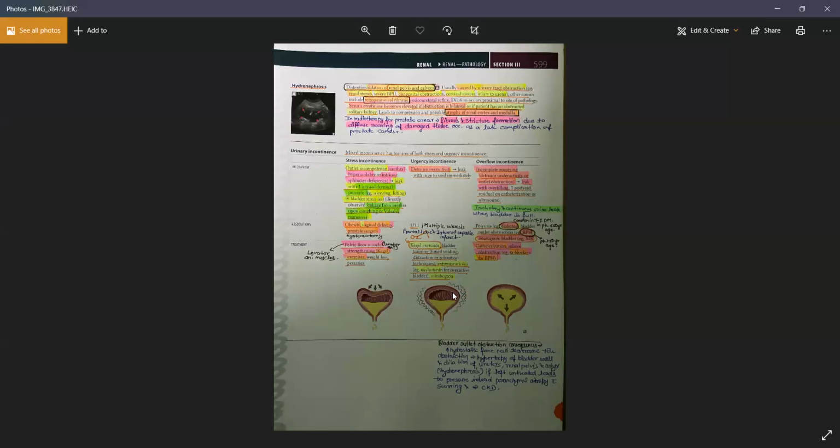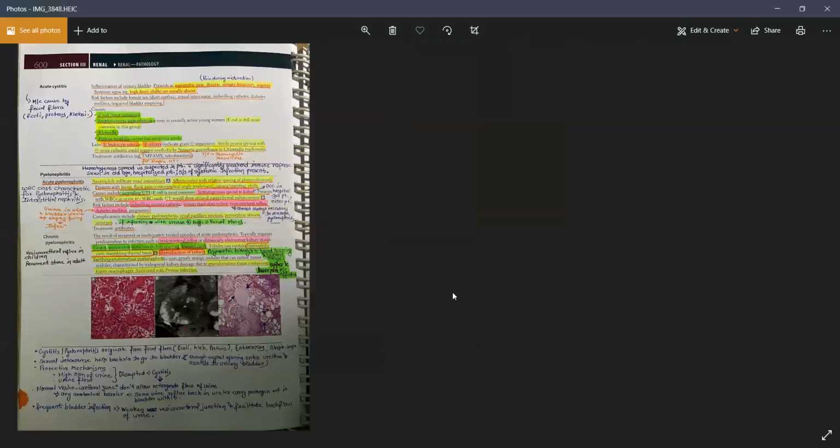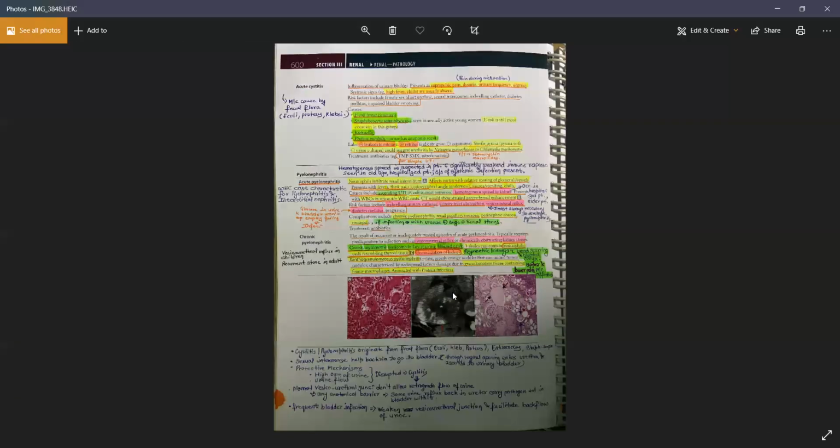That's about urinary incontinence. Now let's discuss UTIs. You have two types of UTI. One is cystitis, and second is pyelonephritis. You call it cystitis when the infection involves only the urinary bladder. You call it pyelonephritis when the infection reaches the kidney. So infection of the kidney is known as pyelonephritis, and infection of the bladder is known as cystitis.